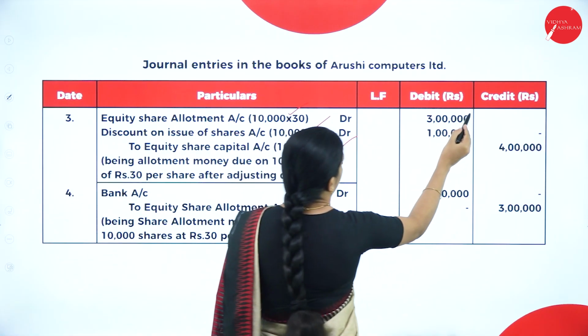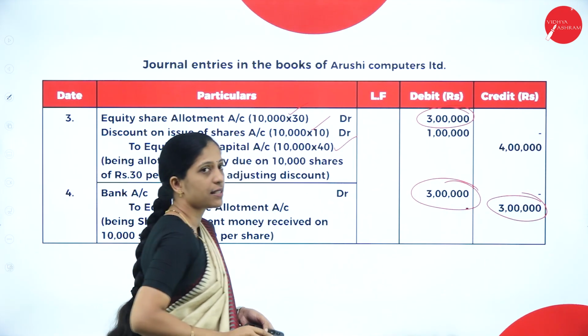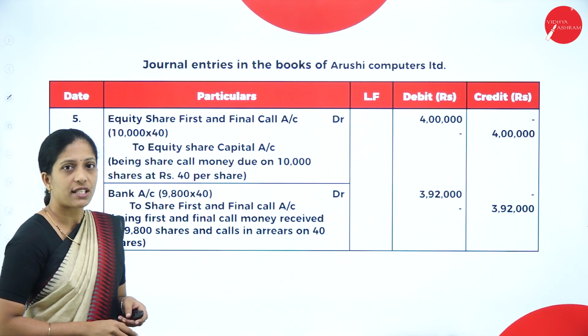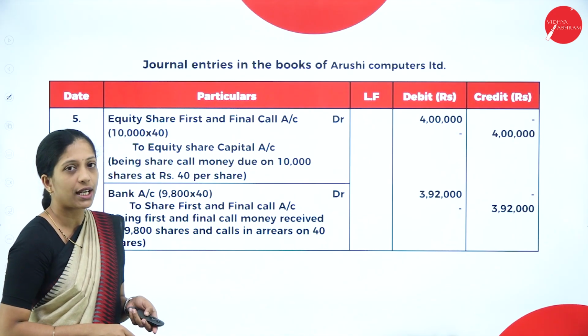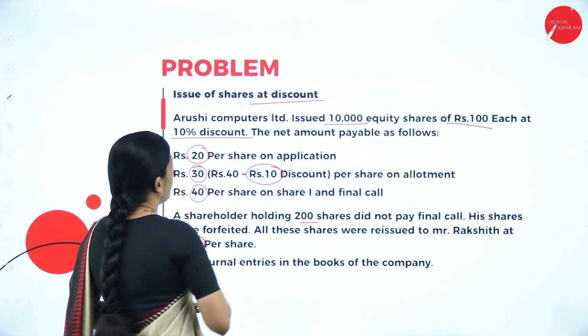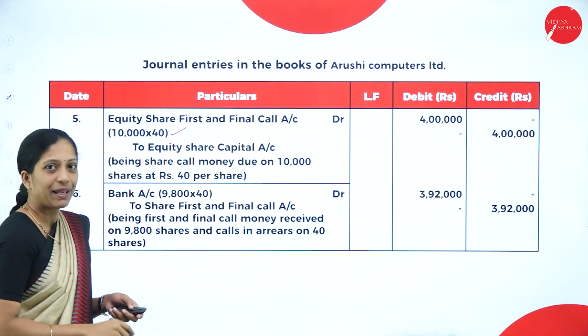So we are going to receive how much? 3 lakh. So leave the discount. So amount received is how much? 3 lakh. Now come to first and final call, equity share first and final call account debit to equity share capital account. Number of shares is how much? 10,000 and call money is 40 rupees.